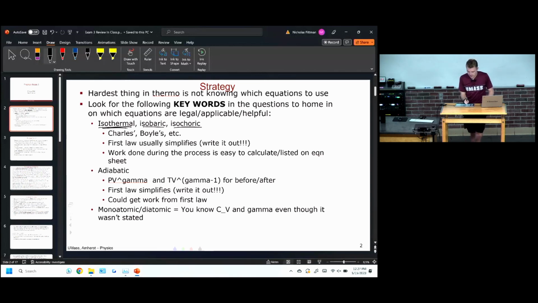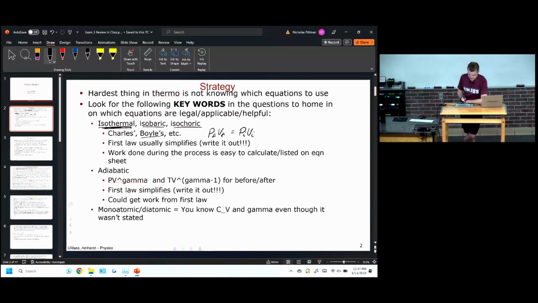In the case of an isothermal process, as soon as you see that in the question, you know a couple things are simplified and are probably going to be your toolbox. The first one is that for isobaric processes, Boyle's law applies. Okay, so that's one equation in your toolbox.